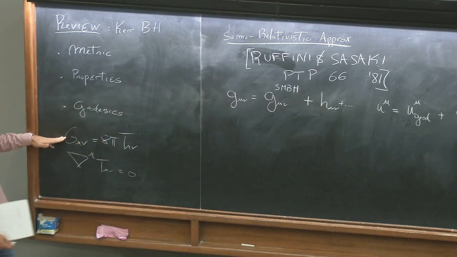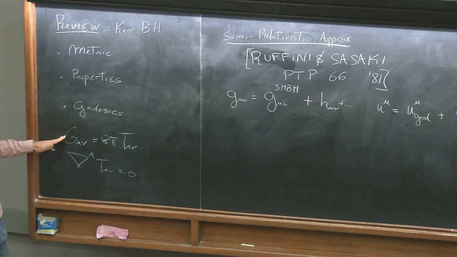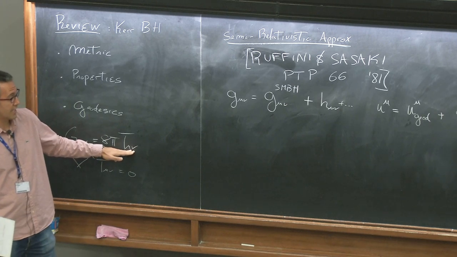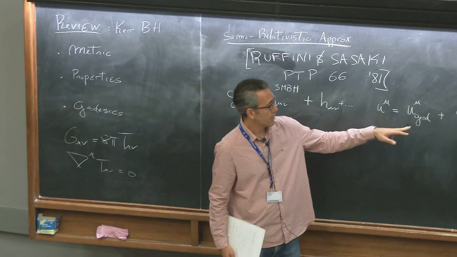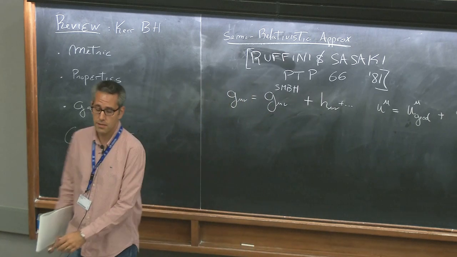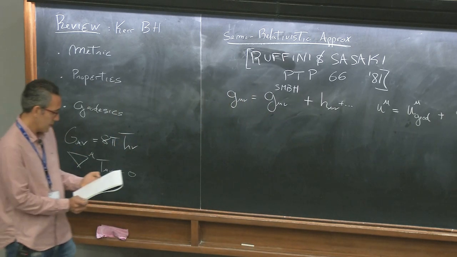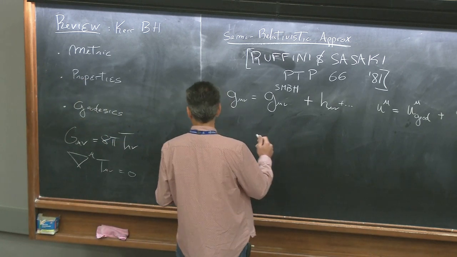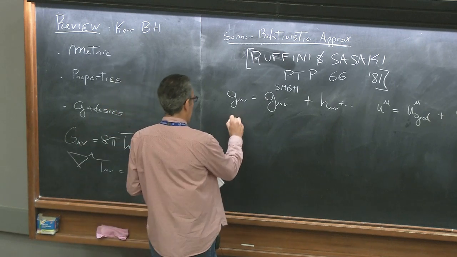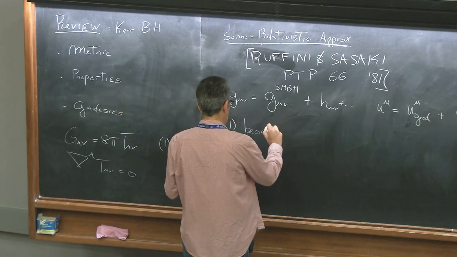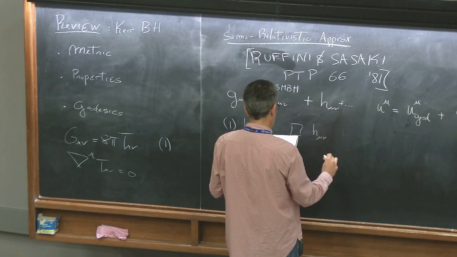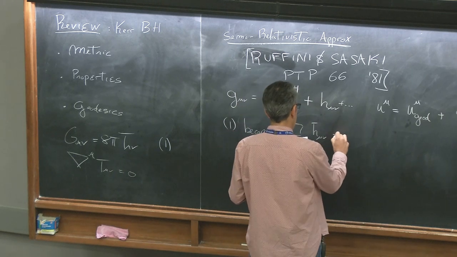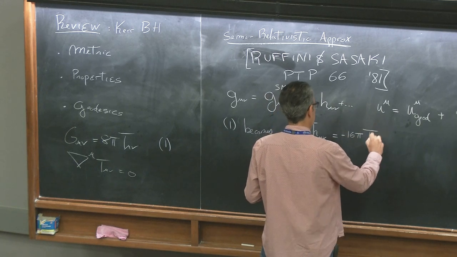So I have to go back to here, and now I have to put on the left-hand side that the metric is the metric of a black hole plus a perturbation, h. And I have to put on the right-hand side that now I have a stress-energy tensor, and that stress-energy tensor is that of a test particle. That test particle is moving with a trajectory or worldline given by the solution to the geodesic equations. And so if you do that, equation 1 becomes box on h mu nu, trace reversed in this case, equals say minus 16 pi T mu nu.